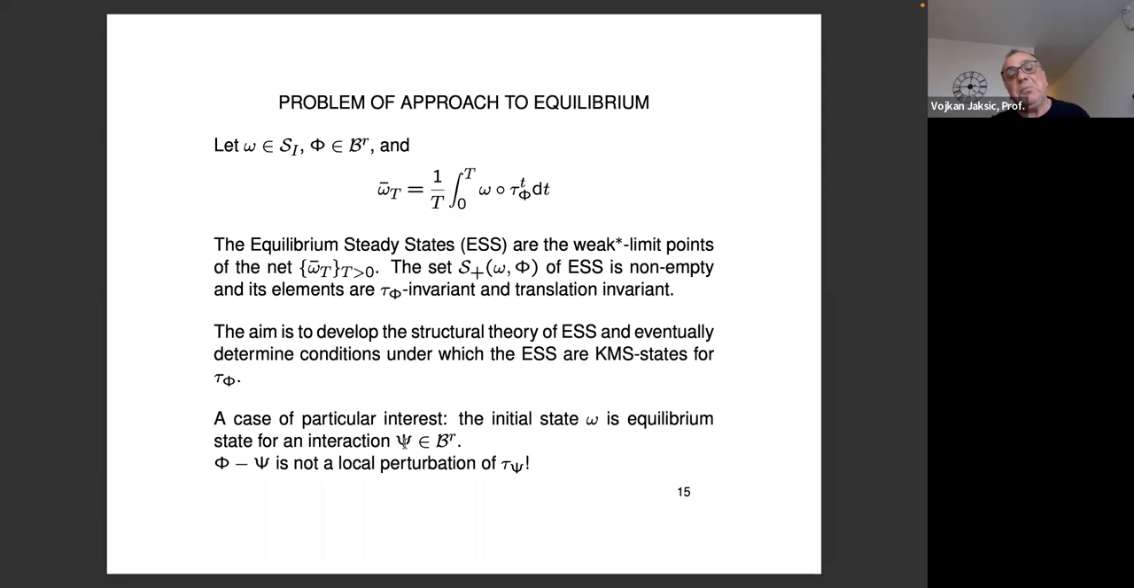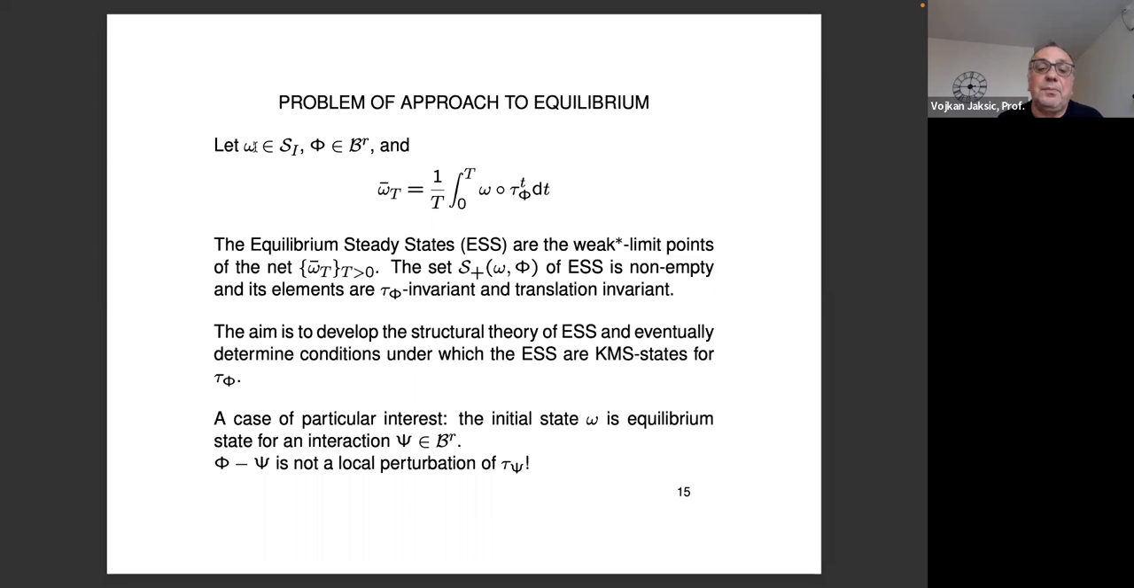So the system is in equilibrium with respect to some dynamics, and then under the flow, it should change to another equilibrium. Now the difference between non-equilibrium statistical mechanics and approach to equilibrium, if you wish, is that this difference phi minus psi is not a local perturbation of the dynamics tau psi, with respect to which our original state is an equilibrium state. So this is a global perturbation, and it is supposed to change the state globally. At any instant of time, the state will be mutually singular with respect to the original state. The Araki relative entropy will be infinite at all times t. So this is a much, much bigger perturbation than we have in the non-equilibrium setting, and the physical picture behind it is quite different, although certainly the non-equilibrium development served as a motivation for what I'm talking about here.